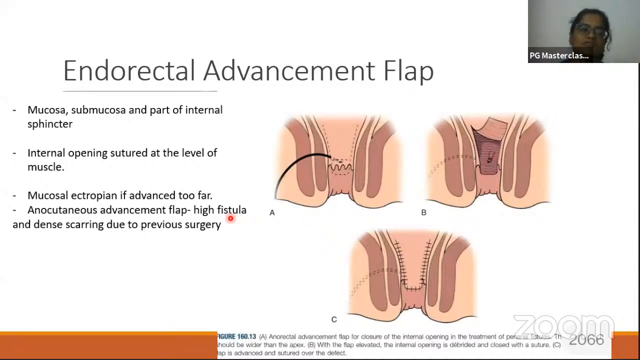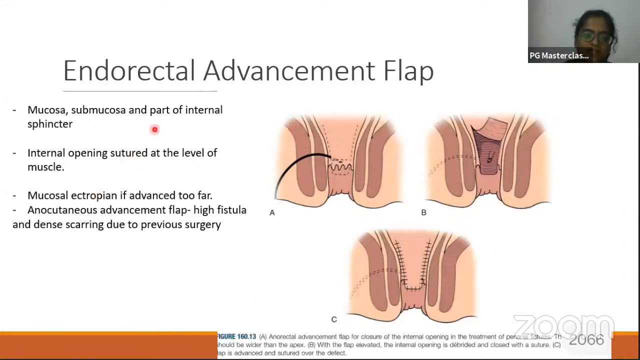Indirect advancement flap will consist of mucosa, submucosa, and part of the internal sphincter. In this procedure, we basically raise the flap. This is good, but the problem here is that it is not a surgery on its own most of the time. It is basically done to prevent fibrosis and crypt formation. It is usually used when recurrent surgery has already been done, and it is not a surgery on its own for a fistula. Understand this point: it is usually associated with some other surgery.